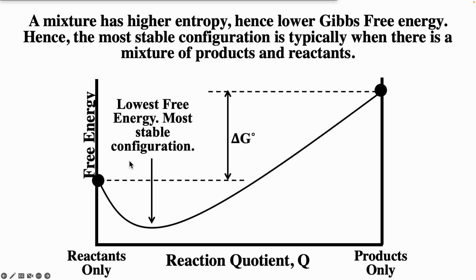Now, you can imagine that if we drew a line from the reactants to the products, maybe that would be what the free energy was like, but because in the middle you have mixture, which is going to give you a higher entropy, lower Gibbs energy, that's what caused this minimum. It's going to be somewhere in between pure products and pure reactants. And so this minimum is the lowest free energy. It's the most stable configuration. It's where the system is going.